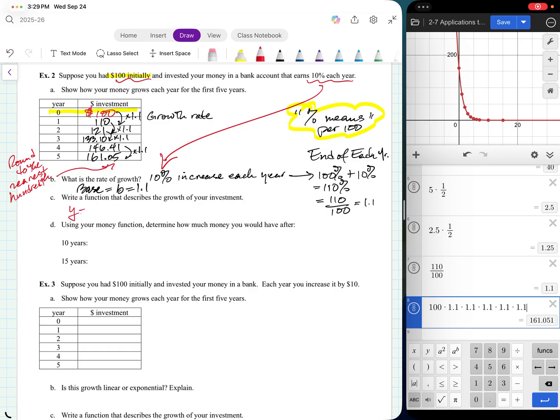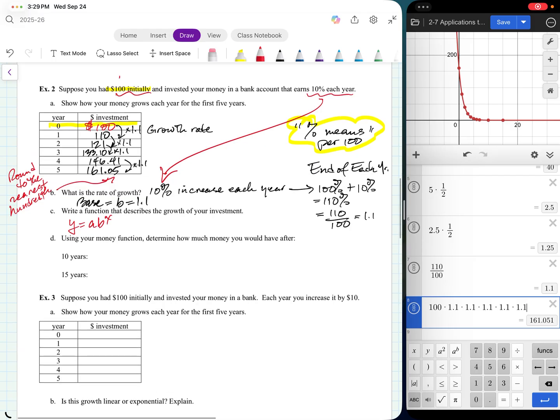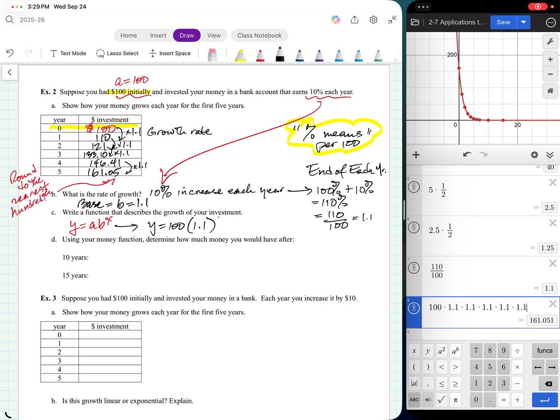So you know your exponential function. You've been working on this extensively for a week now. So here we go. So what is your initial amount? Well, we know that we're given $100 initially. So A is 100. Okay, so we have y is equal to 100 times our growth rate, 1.1, raised to the x power. There's our money function. All right, that's our growth of our investment in terms of money, dollars.